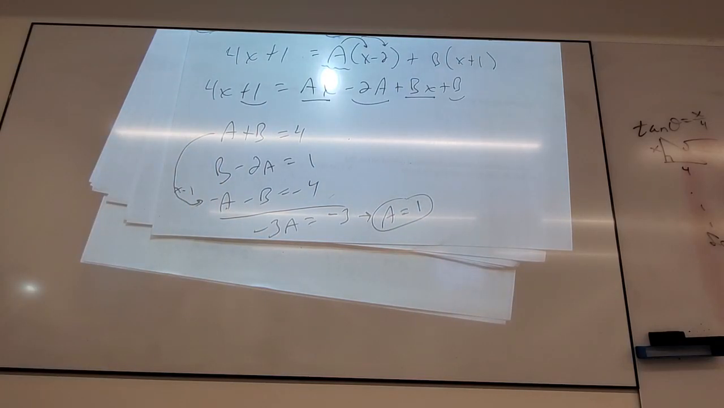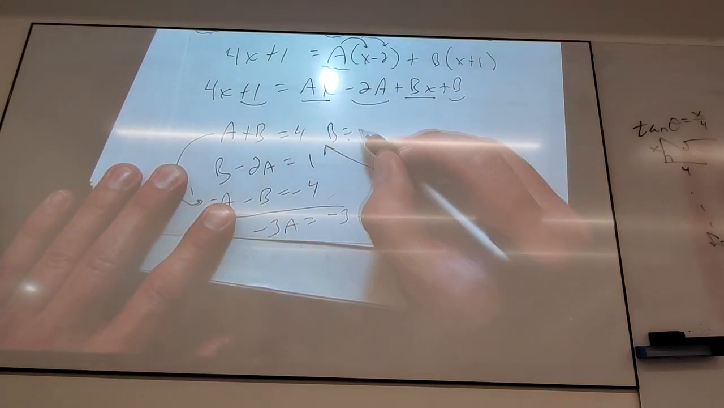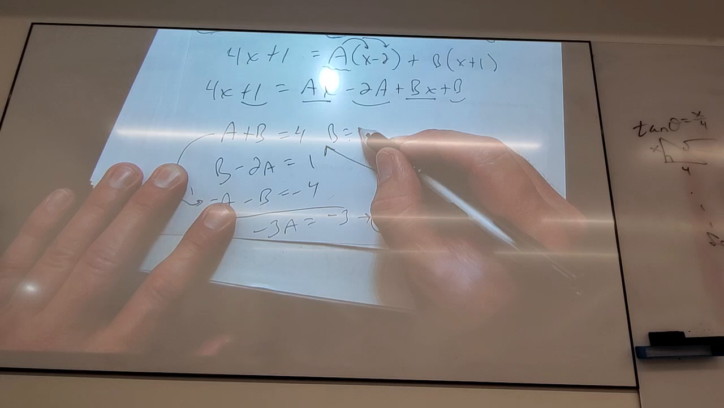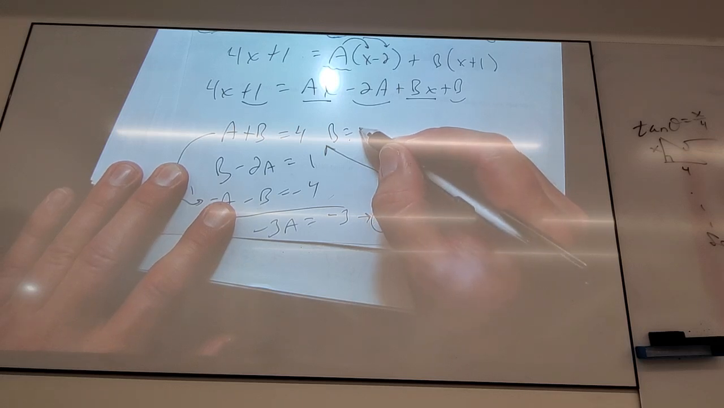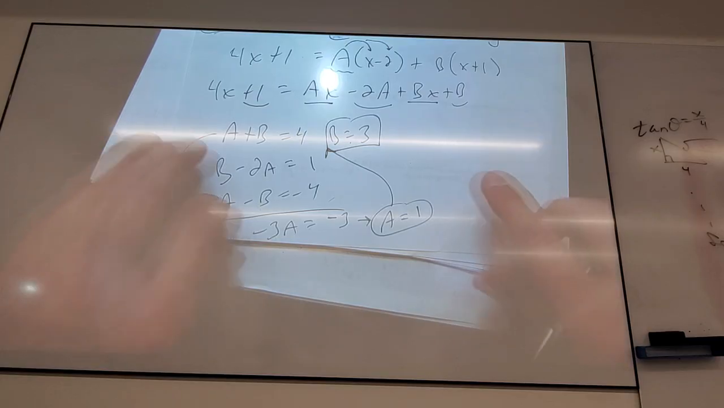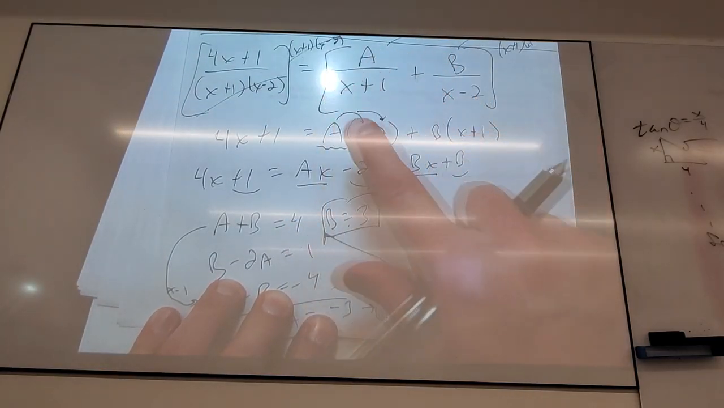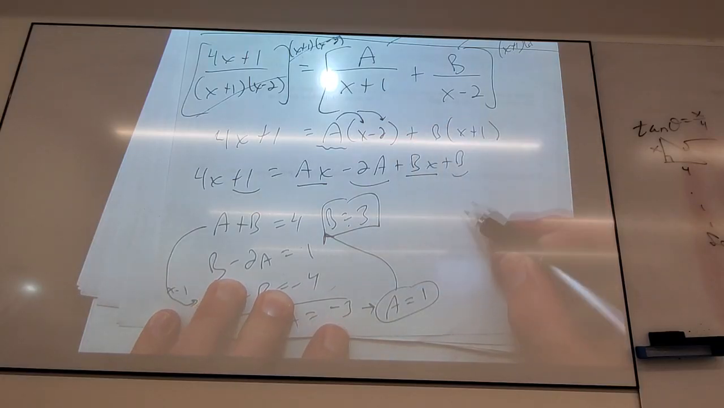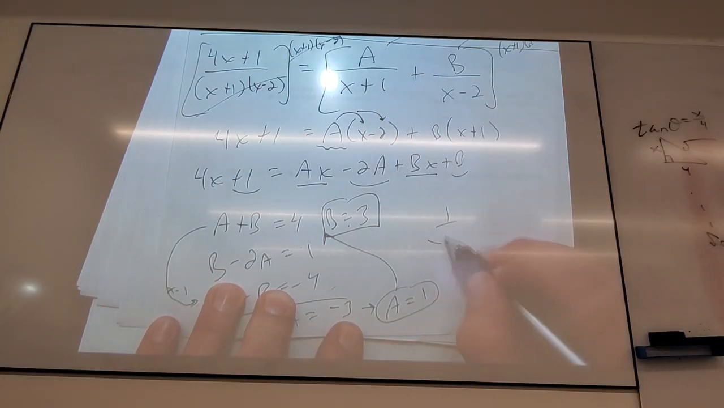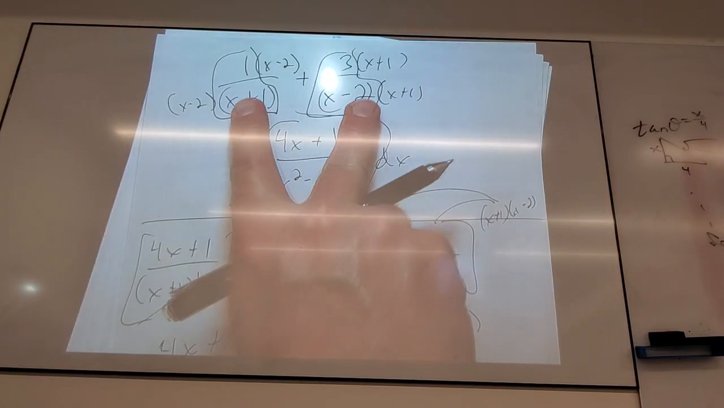Now how do I figure out what b is? Well, a plus b is 4. If a is 1, then b must be 3. Good. Okay, and does that match up? Well, where was a? How would I write my answer now? 1 over x plus 1, plus 3 over x minus 2. Which of course is where we started earlier, yes?